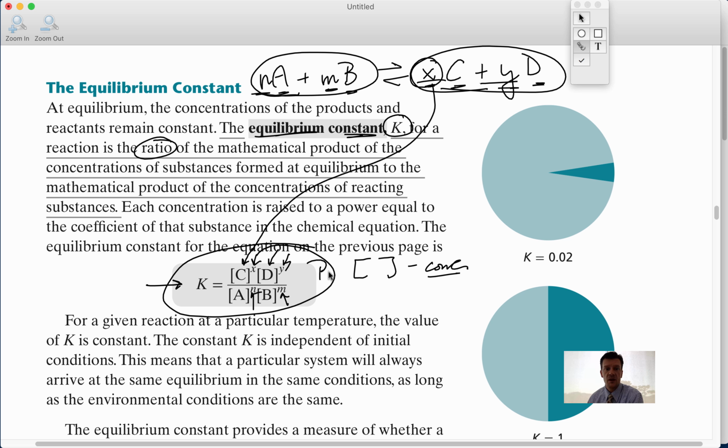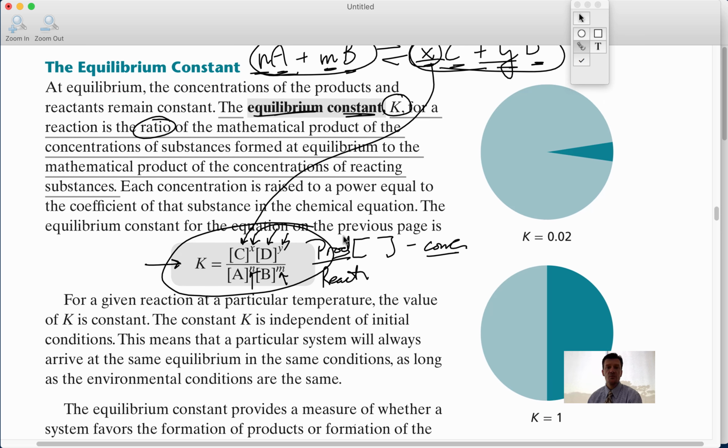It is always products over reactants. It is the concentration of the products multiplied together, and the coefficients become the exponents, over the concentrations of the reactants multiplied together, and again, their coefficients become exponents. Now, why this is helpful: this K value that we find is always calculated at equilibrium. You don't calculate this K value until you've reached equilibrium. Once you've reached equilibrium, then you take those concentrations and plug them in.